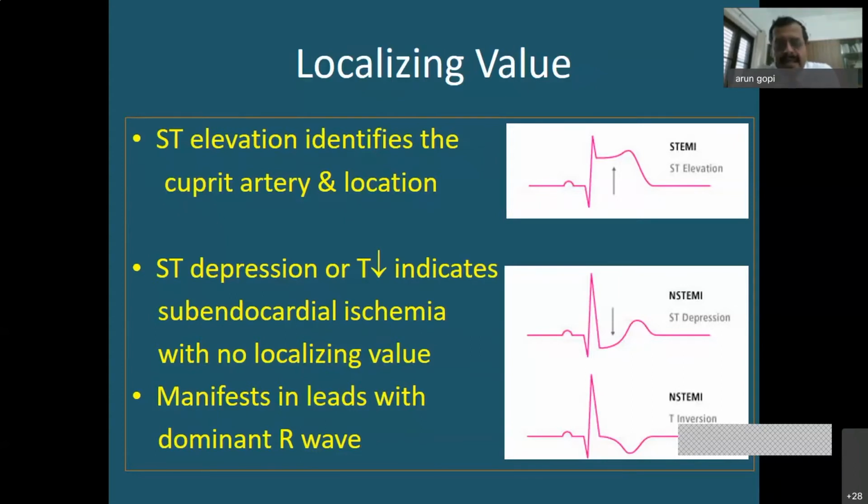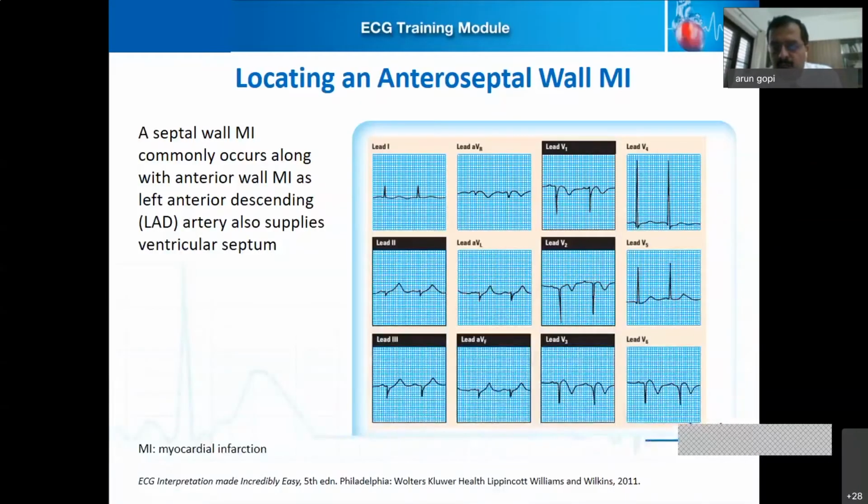This is another example where you have ST elevation in lead 1, AVL, and V5, V6. As we saw earlier, if you have ST elevation with Q waves in lead 1, AVL, V5, V6, it corresponds to a lateral wall infarct, and likely the culprit vessel is the left circumflex artery. The other infarct that we commonly see in our clinical practice is the inferior wall infarction, where you see ST elevation, evidence of Q waves, and repolarization abnormalities in leads 2, 3, and AVF with reciprocal changes in the anterior leads.